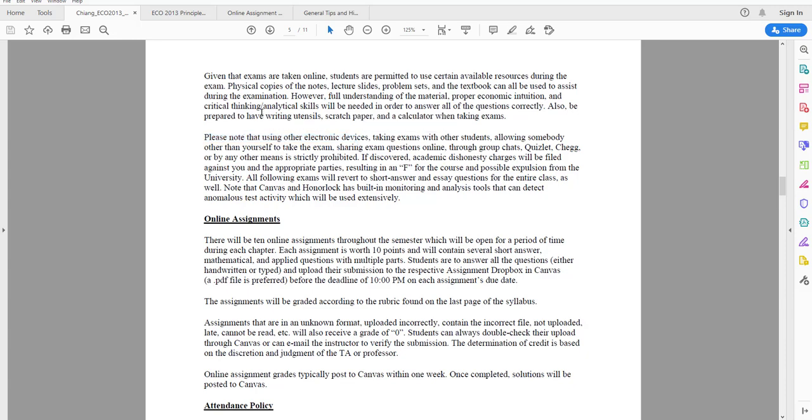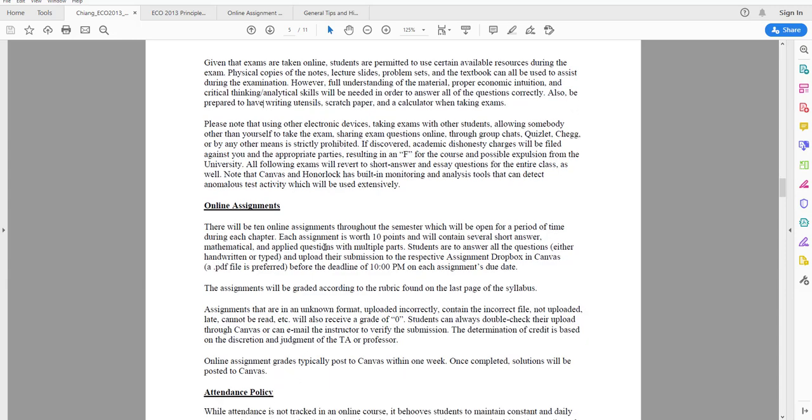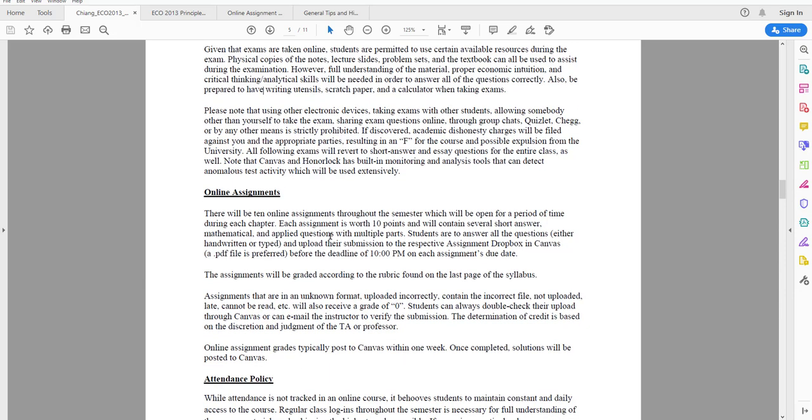The other component of your grade is going to be these online assignments. There are 10 online assignments throughout the semester, pretty much one for every chapter. And I'll open it up so that you have about a week, 7 or 8 days, to complete these assignments, to view them and submit them onto Canvas.